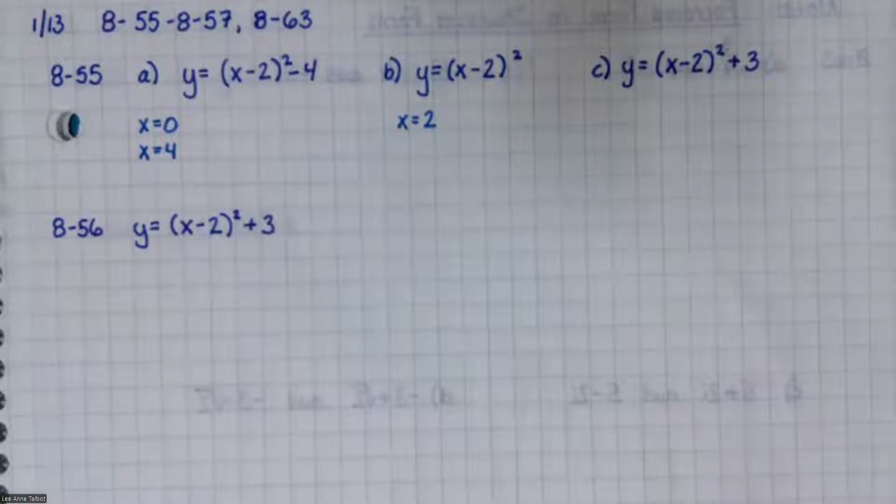First one crosses the x-axis at 0 and 4. The second one crosses the x-axis at 2, and the third one does not. Okay, so this is the start of a conversation about what happens when we get some numbers that aren't super nice.